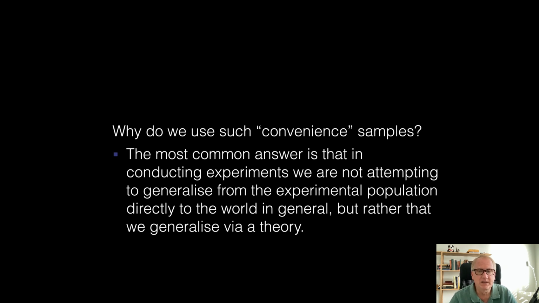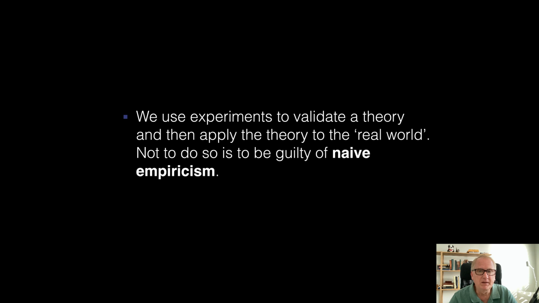Convenient samples are anytime where it's just easy to collect some data. And the most common answer is that in conducting experiments, we are not attempting to generalize from the experimental population directly to the world in general, but rather we do that via a theory. So we're going to try to generalize our findings because our theory says that we think it applies to all people, or whoever the people are that have these characteristics. So we use experiments to validate a theory, and then we apply the theory to the real world.